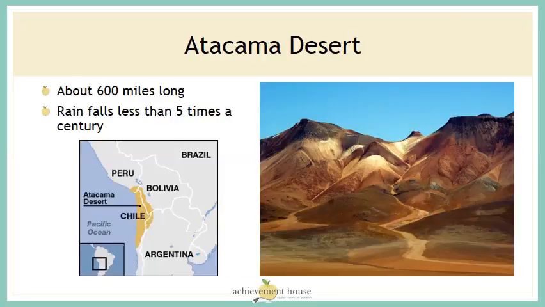The Atacama Desert is about 600 miles long. Rain falls less than 5 times a century. It's the driest place on Earth. It can be found in the country of Chile.